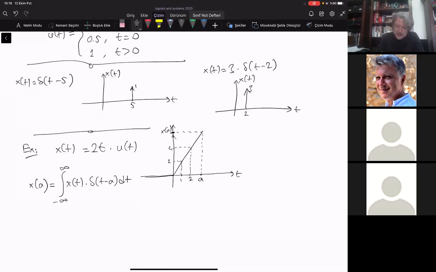So this is how you find x of a, technically speaking. x of a is x of t times delta t minus a integrated, where you find the area underneath. It's like sampling x of t at t equal to a and picking that value, this value here. All right. So we are going to use impulses like this for multiplying with signals and therefore determining the values of the signals at that time instant. You can change a to any value and it will sample at all different values. That's the way that we are going to use it.